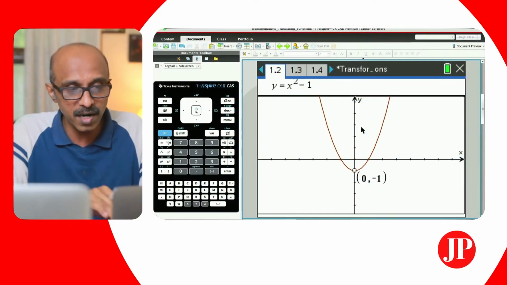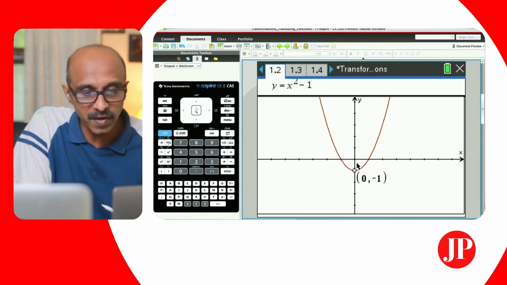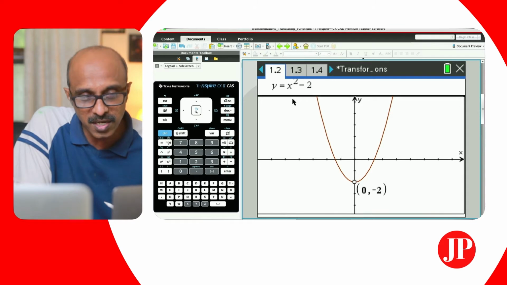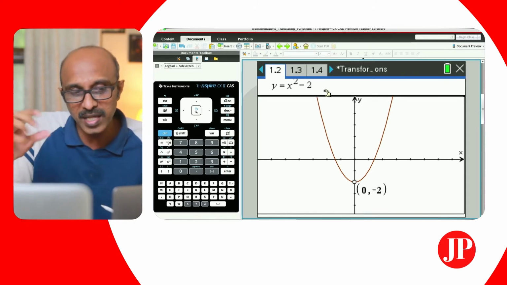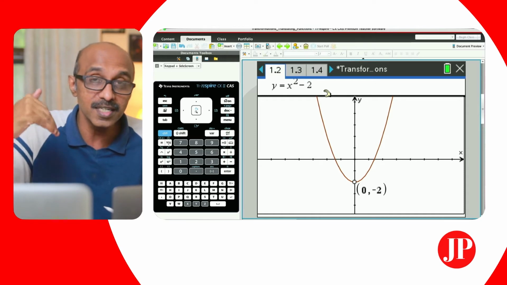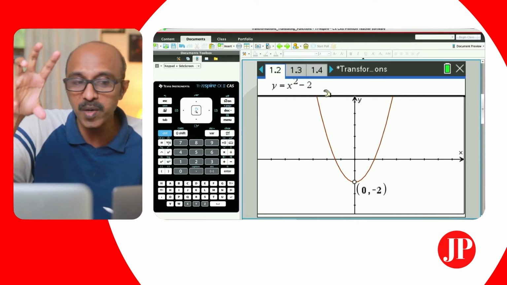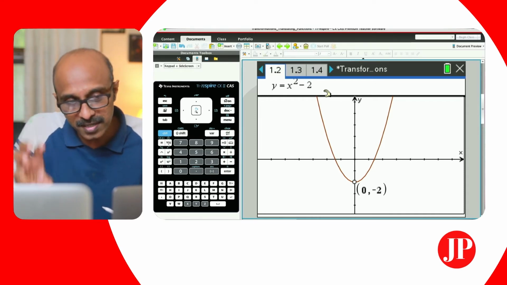So coming back to our graph, let's verify that again. If I had the vertex moving down by 2 units, as you can see, it's x squared minus 2. And so when you see the equation y equals x squared minus 2, that's a translation of the parent function y equals x squared by 2 units down.